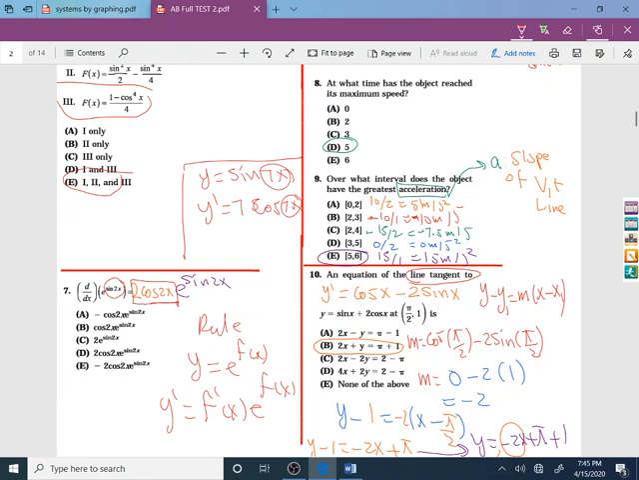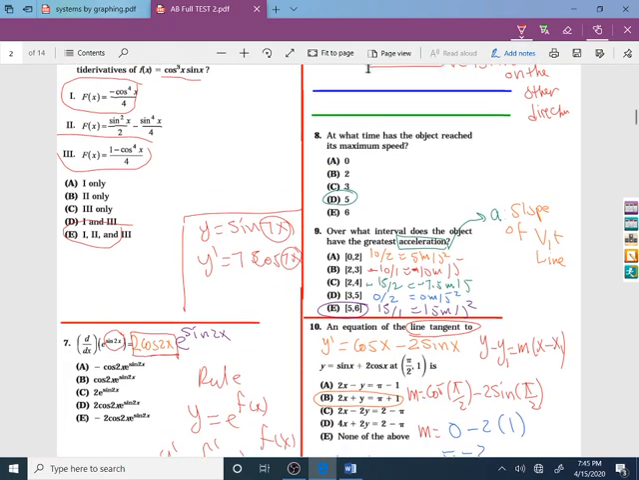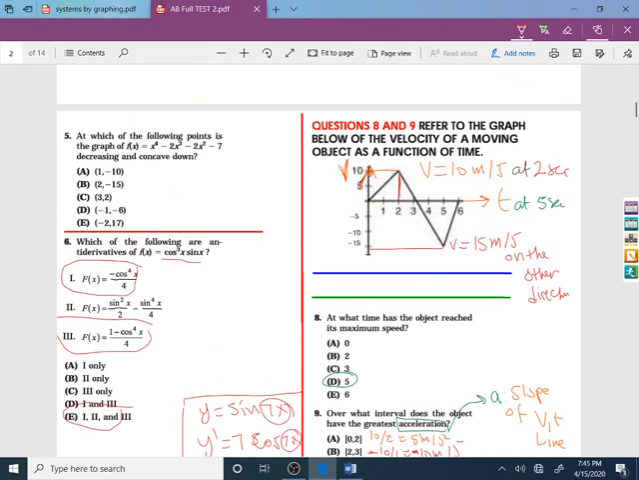Okay, we're done with 7. Look at problem number 8. I did it just to save some time. You can see from the graph. It says, refer to the graph below of the velocity of a moving object as a function of time. This is the v axis and the y-axis, and here on the x-axis is my time.